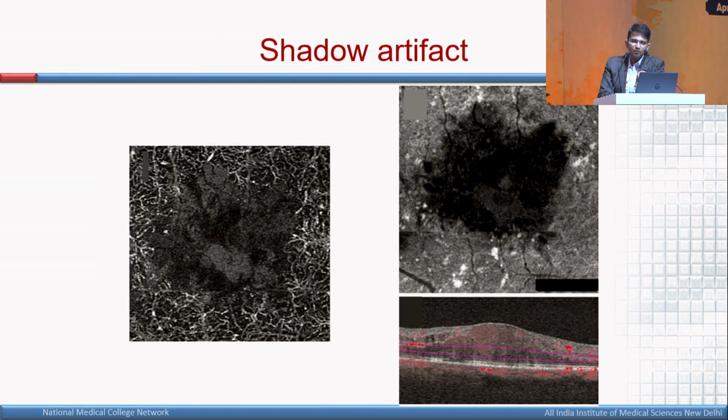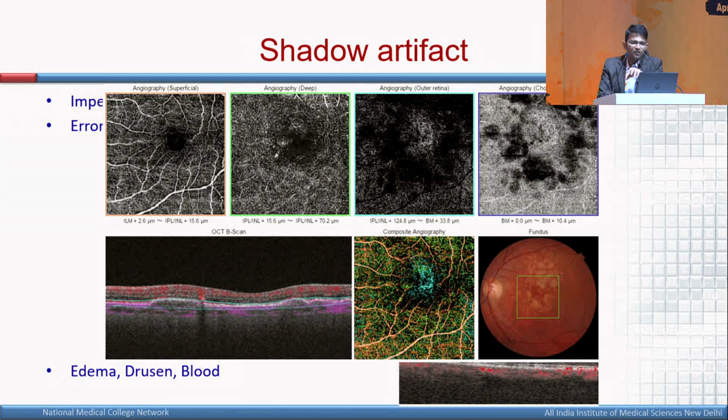that in this image you can misinterpret as a flow void, but when you see the signal intensity, you know that the signal is already lost. In the B-scan image, you see there is a lot of edema. That's why the signals are lost and it's not a flow void. And another example in which you see different flow voids in the choriocapillaris slab, but when you see the fundus image and the OCT image, you know that there are a lot of drusen, and therefore it's a shadow artifact which is occurring.